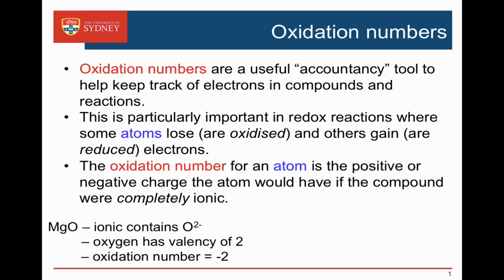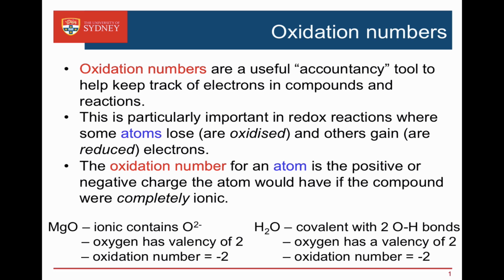For example, magnesium oxide, MgO, is ionic. It contains O2-, and we think of the oxygen as having a bonding power or valency of 2, and we give it an oxidation number of -2. H2O is a covalent molecule, perhaps very different, but in many ways very similar. It's covalent with 2 OH bonds, and the oxygen again makes 2 bonds, has a valency of 2, and we give it an oxidation number of -2, just to show the link between oxygen's valency in these two systems.